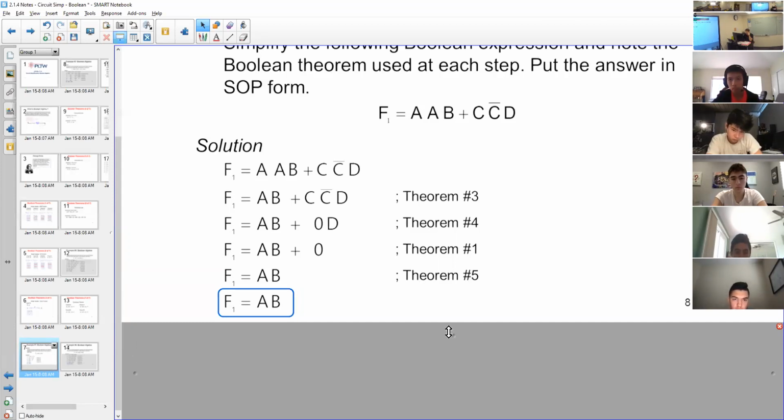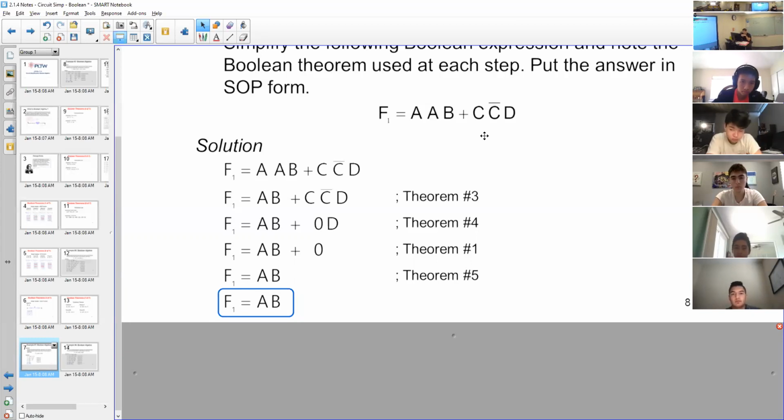We've simplified it all the way down. So instead of A A B plus C not C D, we can get that same result with just A B. We would need a single double input AND gate. That's all we need instead of 2 triples and an OR.